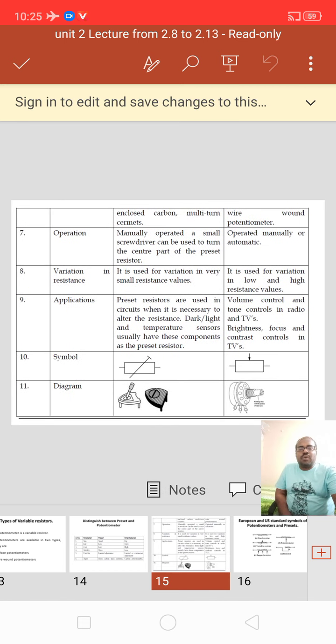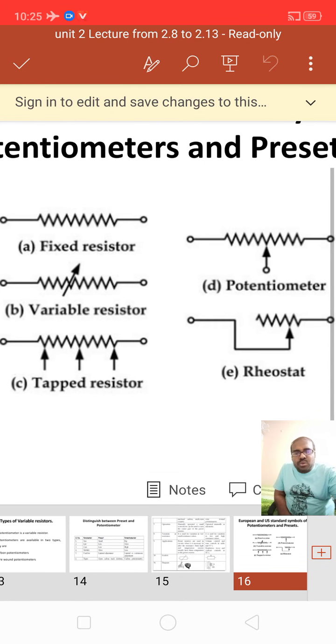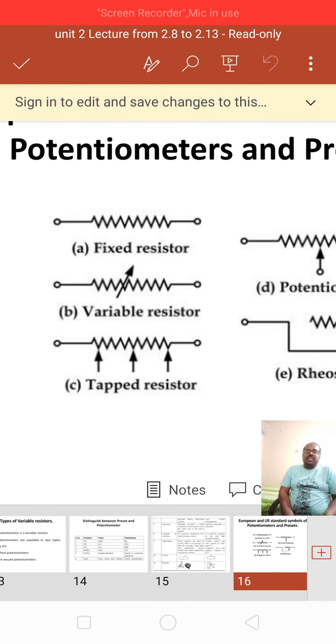In the next point we show the symbols of preset and potentiometer. Next to that we have given the diagrams and pictures for the preset as well as potentiometers. Next, European and US standard symbols of potentiometers and presets. See here, different European and US standard symbols of potentiometers and presets are given below. Please go through the different symbols for the resistors, that is potentiometers and presets.